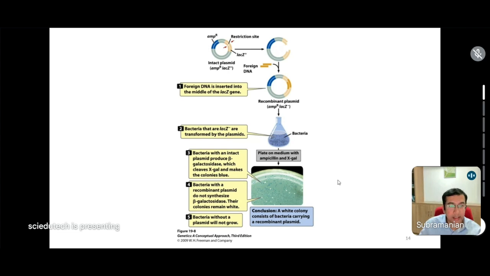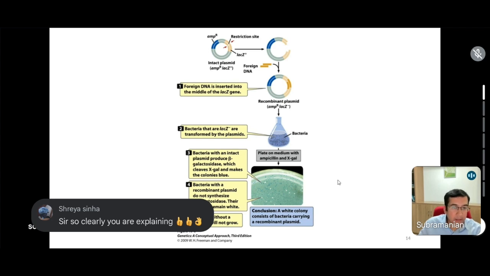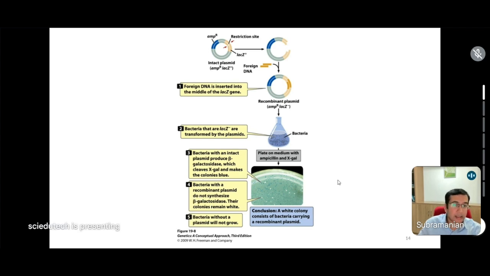And once this is done, you introduce this plasmid with foreign DNA into bacteria through the process of bacterial transformation. We'll look at the steps of bacterial transformation in a later few slides. But how do you identify the transformed versus non-transformed cells? You can use the LacZ gene; the plasmid contains something called the LacZ gene. LacZ codes for beta-galactosidase. This is an enzyme, and it cleaves the substrate X-gal. We'll see how it works, and it makes the colony blue in color if there is no insert.